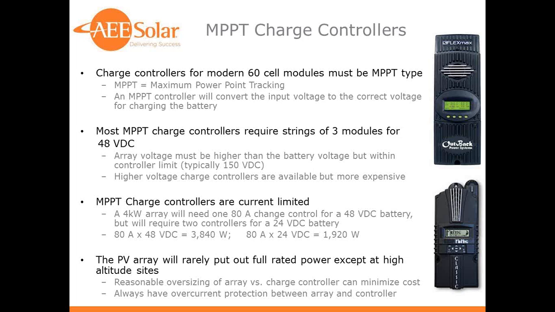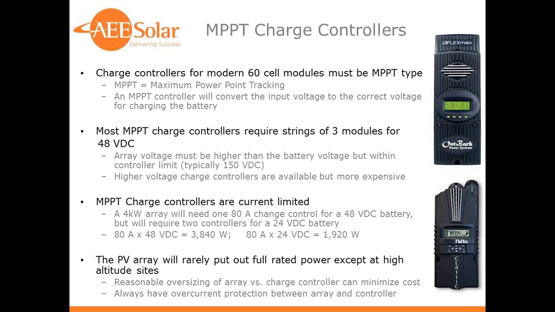And if it's a 48-volt system, you really need to use modules in series strings of 3 for 48 volts. There are some controllers that go up to 200 volts. You can typically use 4 modules in a string. Some that go up to 250, you can often use 5 modules in a string. You certainly have to do your temperature calculations to make sure you don't exceed the voltage rating of the controller.